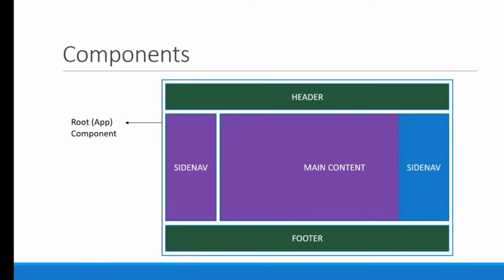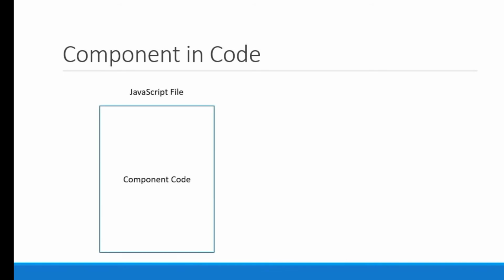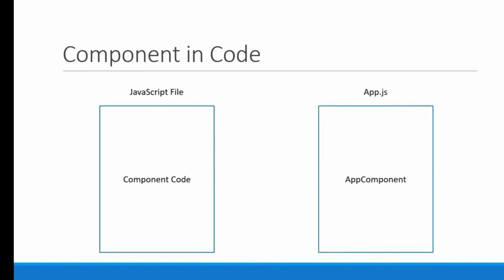Now, how does a component translate to code in our application? The component code is usually placed in a JavaScript file. For example, the app component is placed in app.js. You can also have the component file with the .jsx extension, but for this video, we will simply stick to the .js extension. So let's move to our code editor.